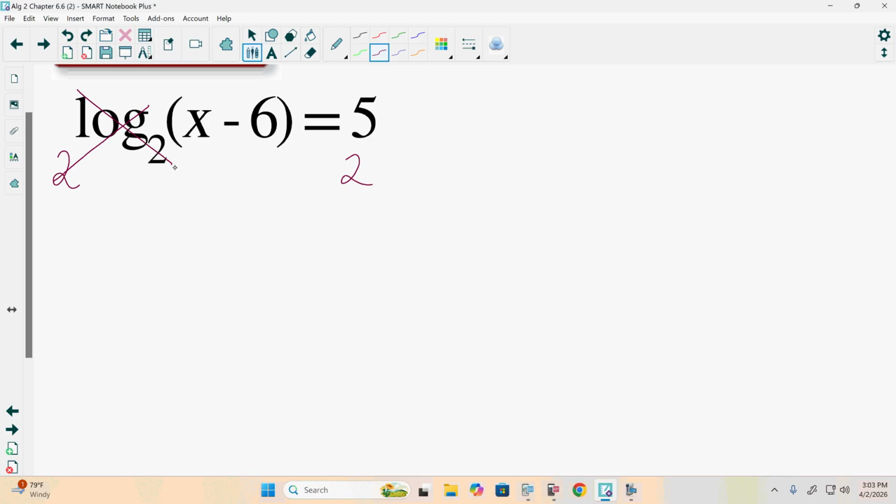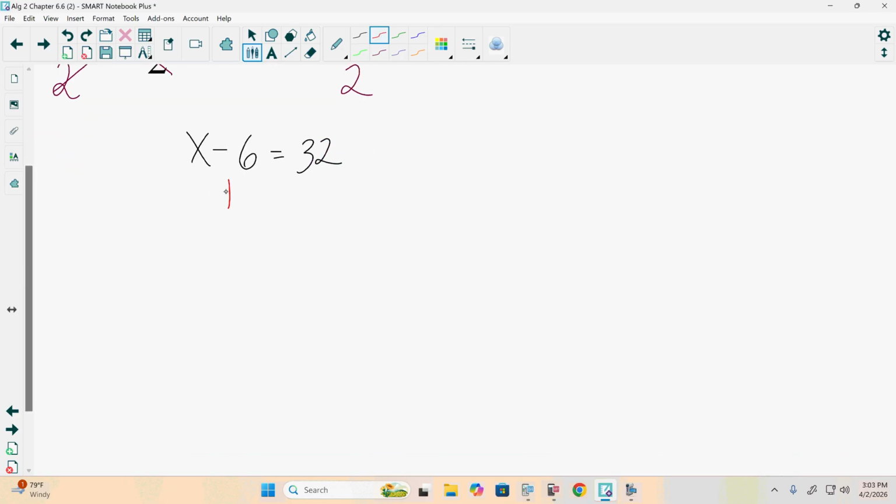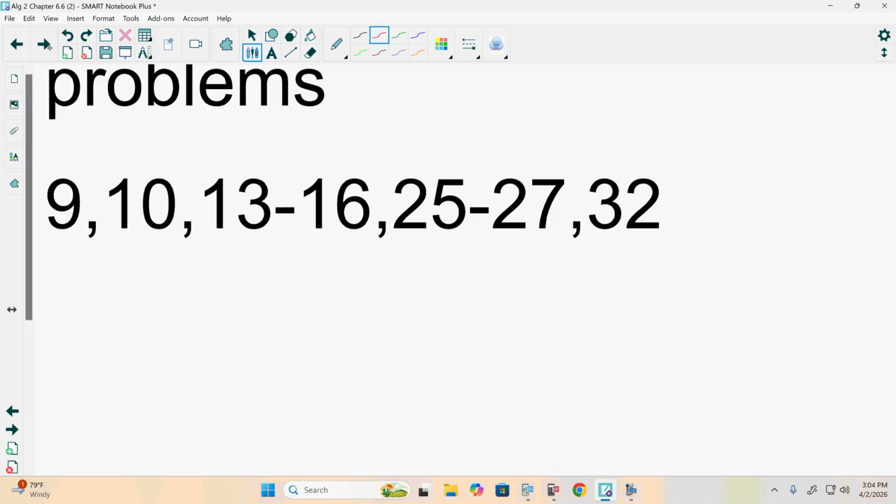So that's it. Questions on this here? We put both sides to the base of 2, telling us that x minus 6 is equal to 2 to the 5th, which is 32. We could make it harder and have quadratics inside there, but that's not really making these problems harder. It's just making our steps to solving longer. But that's it.